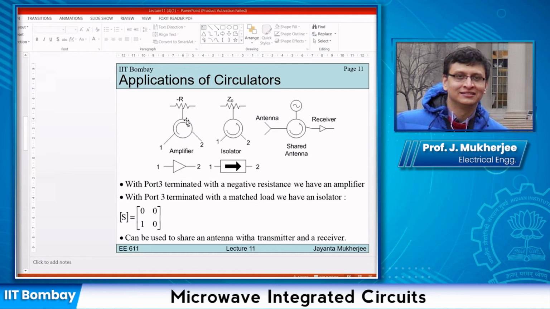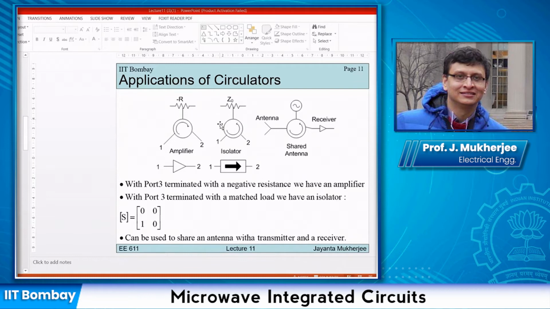This is port 3. At port 3, I connect a negative resistance. So any signal that goes from port 1 to port 3 after reflection at port 3 will be amplified, and this amplified version of the signal will be sent to port 2. But then no signal will come back from port 2 to port 1. That's why the signal flow is in a single direction, and that's how this amplification action is achieved.